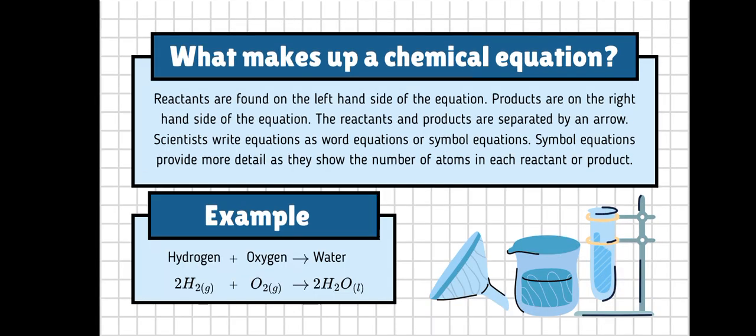Scientists write equations as two types: word equations and symbol equations. Now what are the word equation and the symbol equation? You can see here the first one is the word equation and the second one is the symbol equation. Symbol equations provide us more detail as they show the number of atoms in each reactant and product and the state of that particular substance, for example gas or liquid or anything else. Here you have the example of hydrogen plus oxygen which creates water. This is how you can make up a chemical equation.